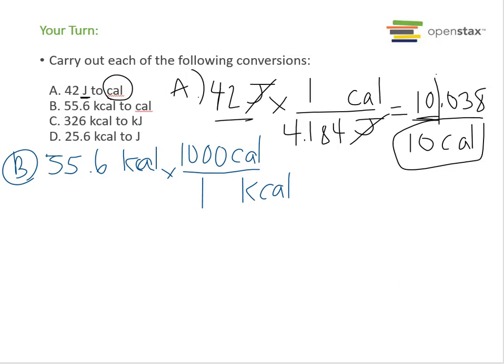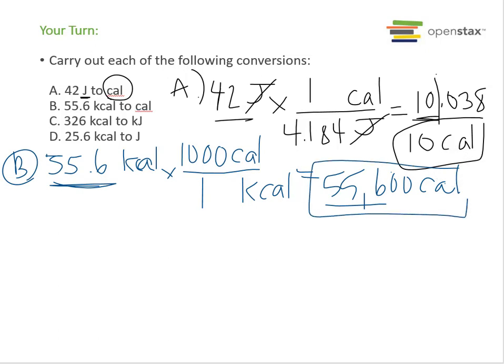So if we just do the math and do 55.6 times 1,000, we would get 55,600 calories. And if we look, again, we only had 3 sig figs to start with, and we only have 3 sig figs to end with, because again, these zeros are just placeholders. And our kcals canceled out.